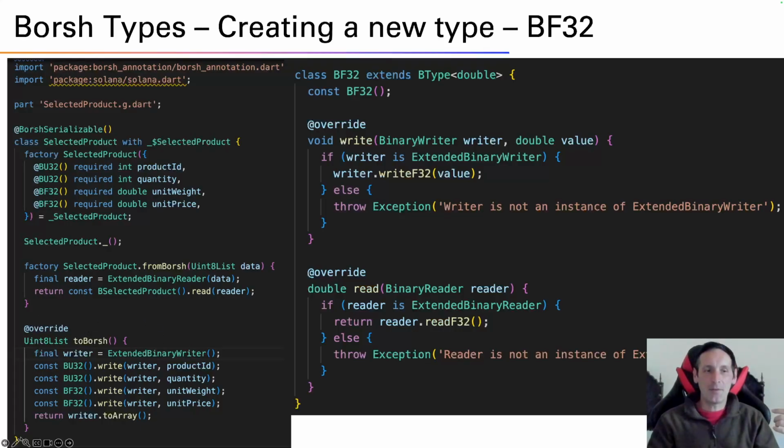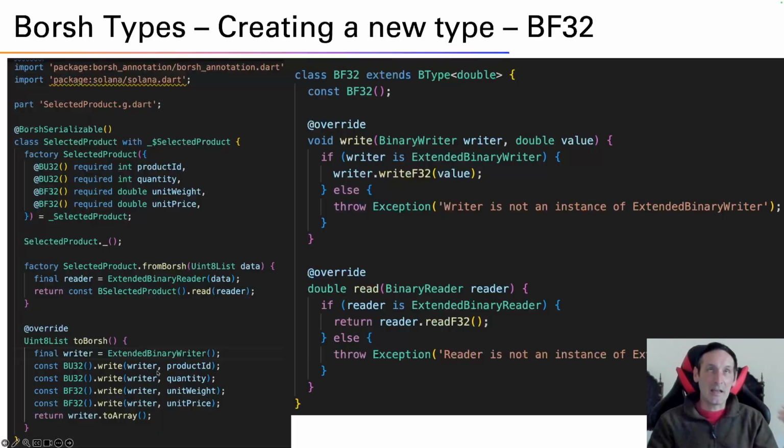And then the same thing goes for the writing, the to Borsh. So this is the serialization into the binary format that we're going to send to Solana. And as you can see, it creates an extended binary writer. So basically, these two, extended binary reader and extended binary writer, I had to create them as well. So I'll show you again what that looks like.